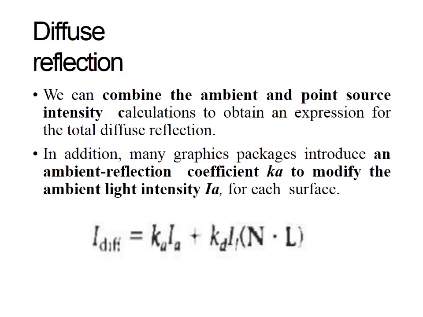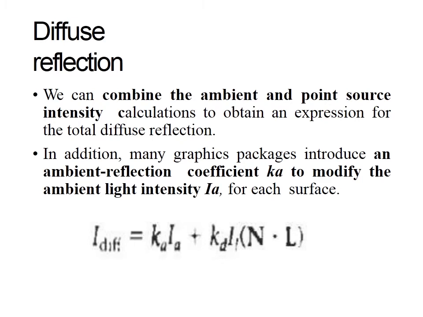We can combine the ambient and point source intensity calculations to obtain an expression for the total diffuse reflection. In addition, many graphics packages introduce an ambient reflection coefficient Ka to modify the ambient light intensity Ia. For each surface, diffuse is equal to Ka into Ia plus Kd into IL with multiplication n into L.